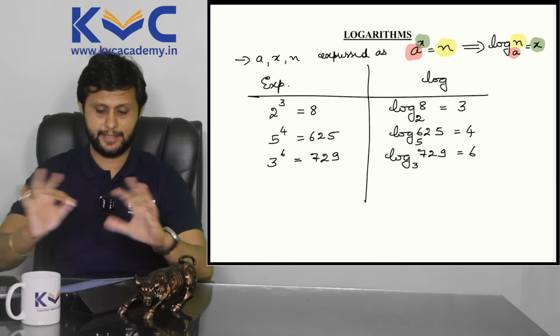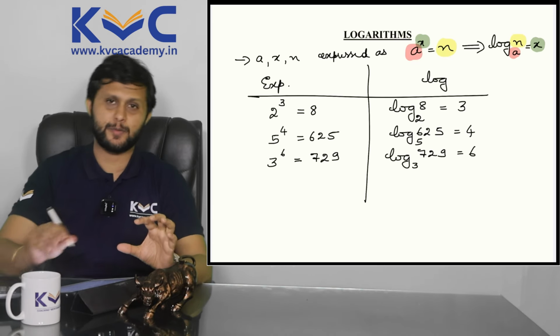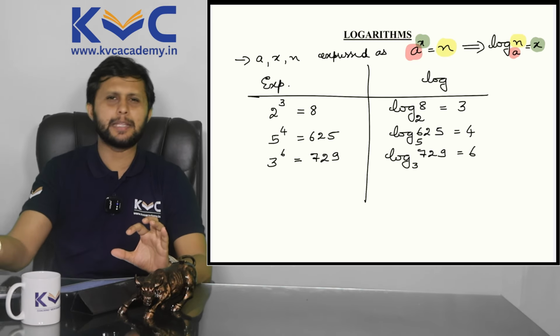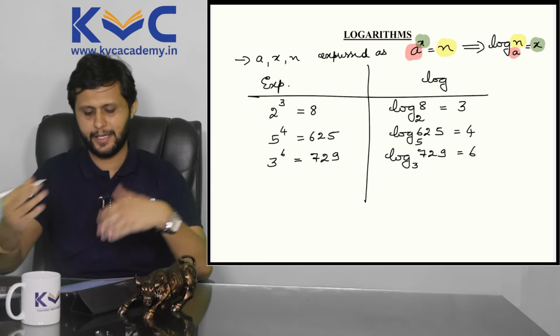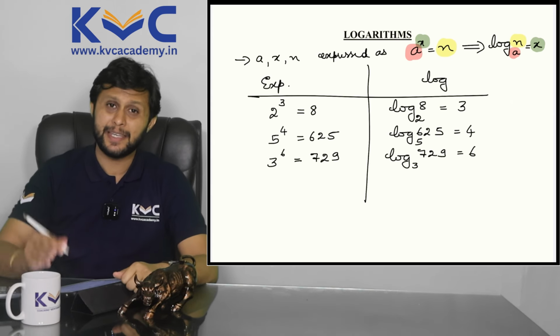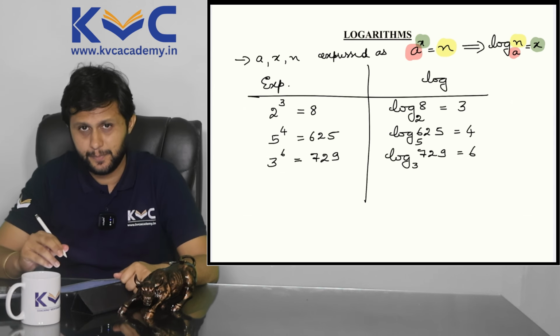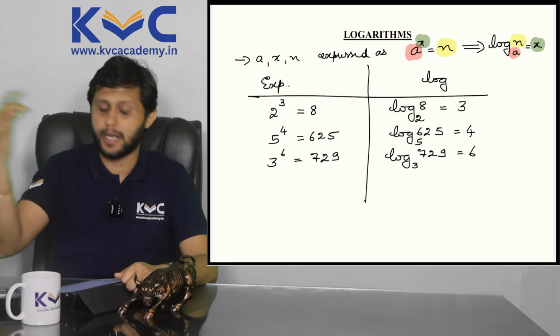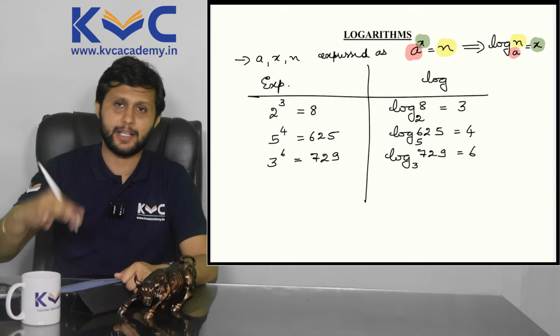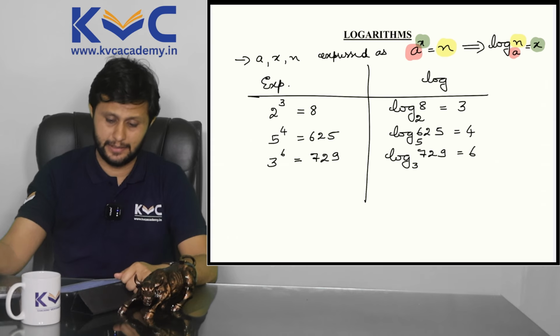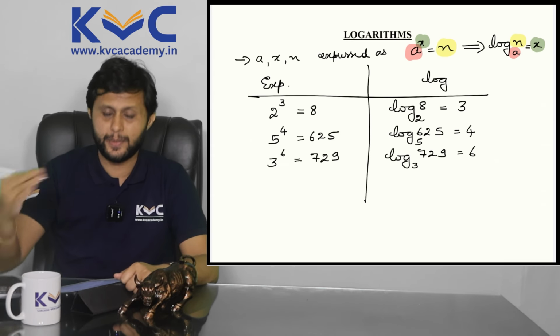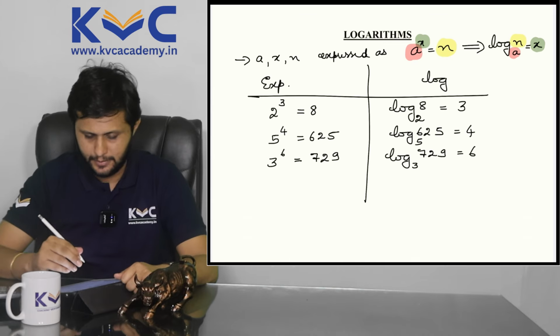So I hope it's clear to you how to convert exponential form to logarithm form. If you want to go from logarithm form to exponential form, it's just the other way around. Let me just repeat that. The base of the exponential form becomes the base of logarithm form. The power goes outside. That x which was there has gone outside. We are getting that as the answer. And then that n is what we are taking logarithm of.